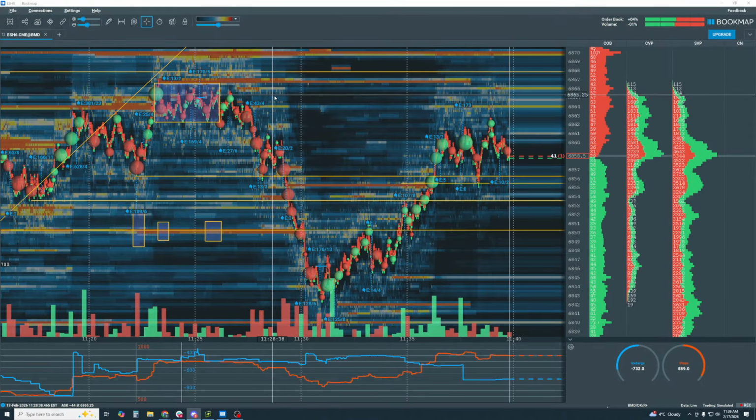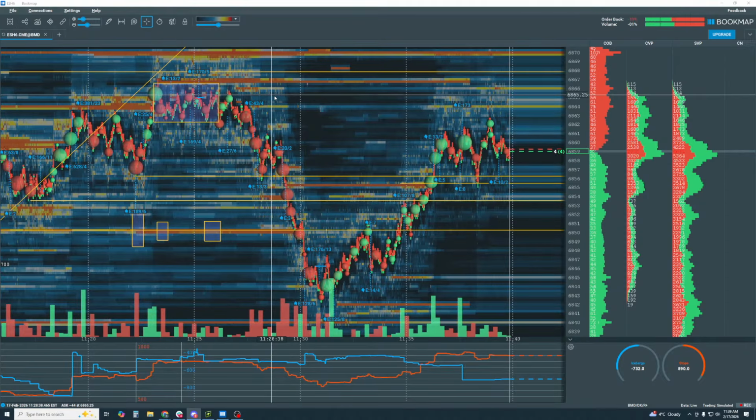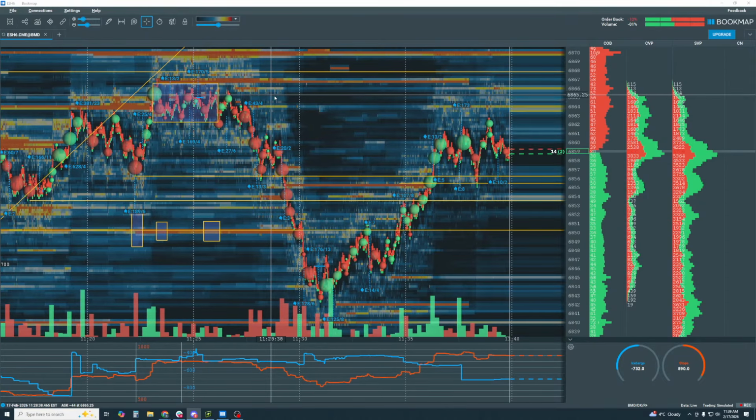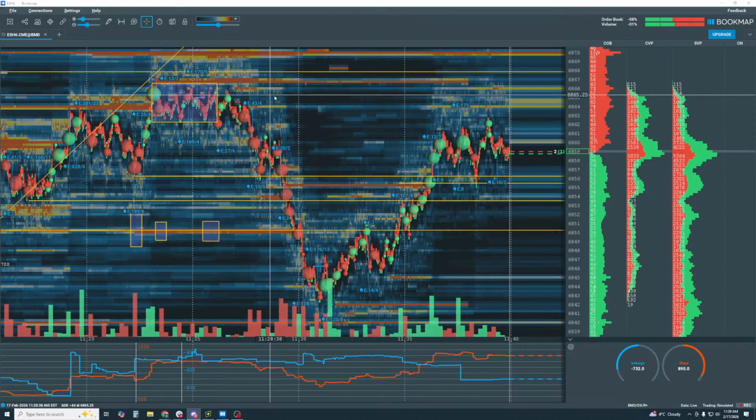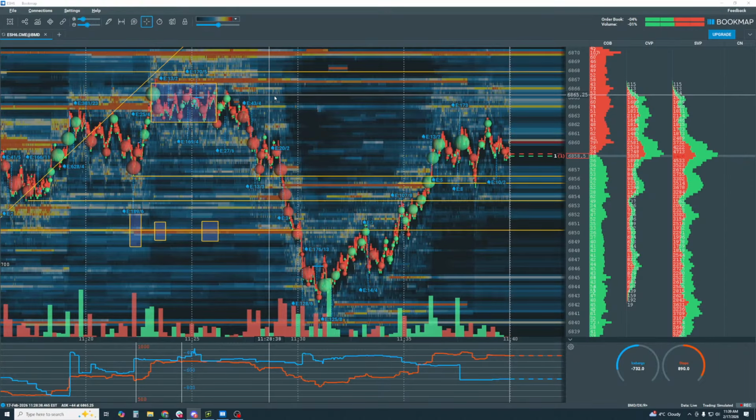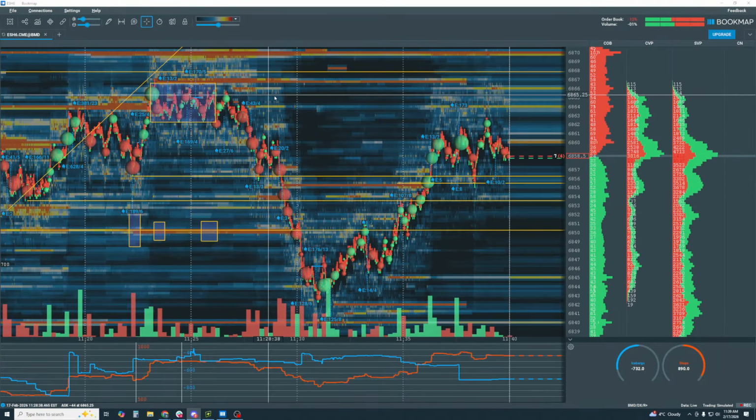Now, you'll also get good. This is a really important factor in here. You'll get good at taking losses. That's a really important thing to learn. I think it's one of the most difficult things to learn.